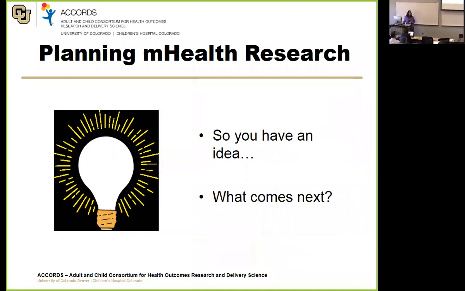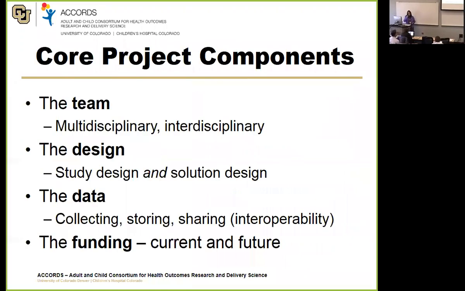Usually what happens next is you have an idea. You have an idea for a project, you have an idea for a new solution. What comes next after that? There are a few core project components to make sure that you have a good research project in place and make sure that the work that you do is going to go as well as you can expect, and then it's going to be sound, and then it's going to be sustainable. These elements are the team that you involve in your work. They are the design, and I mean both the design of the solution that you're studying and the design of the study itself.